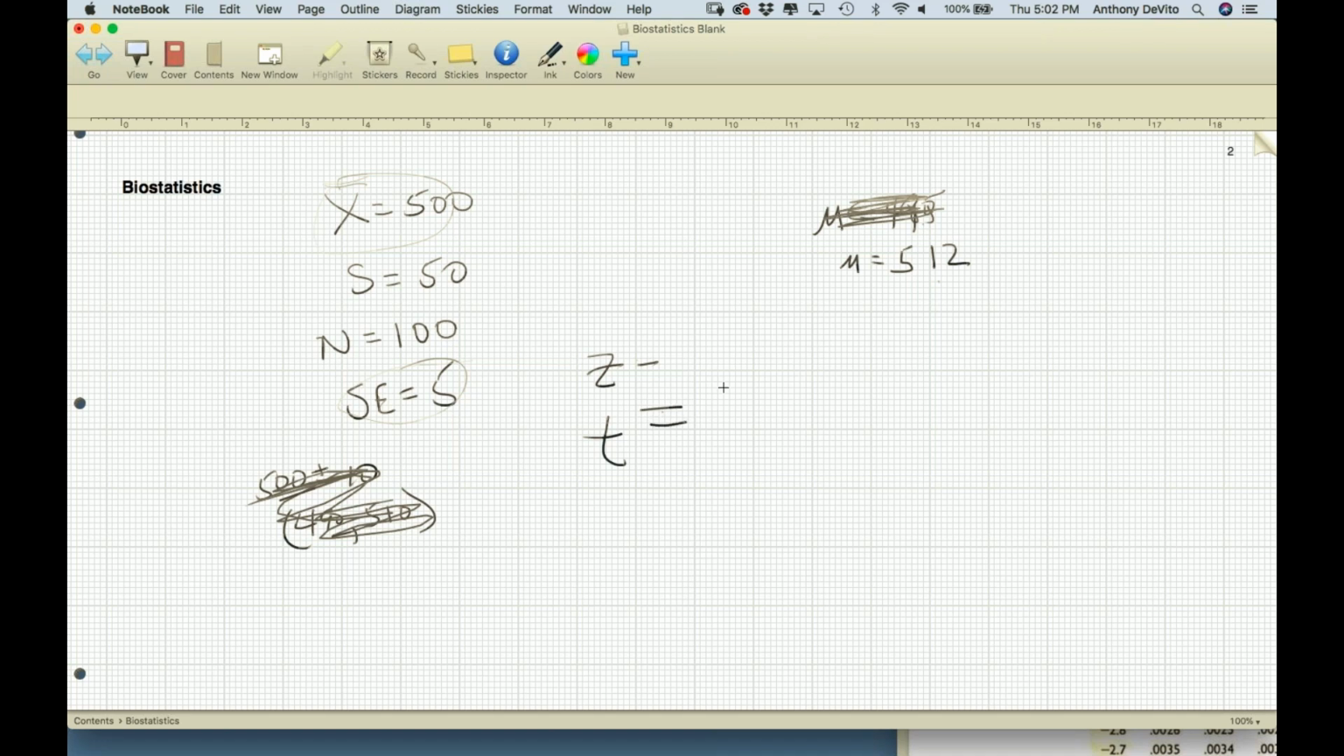It is equal to X bar minus mu, the difference between the two of those, over the standard error. In other words, X bar is 500 minus 512. There's a 12 difference, and the standard error is equal to 5. So that's 12 divided by 5, which is 2.4. There's 2.4 standard errors apart.